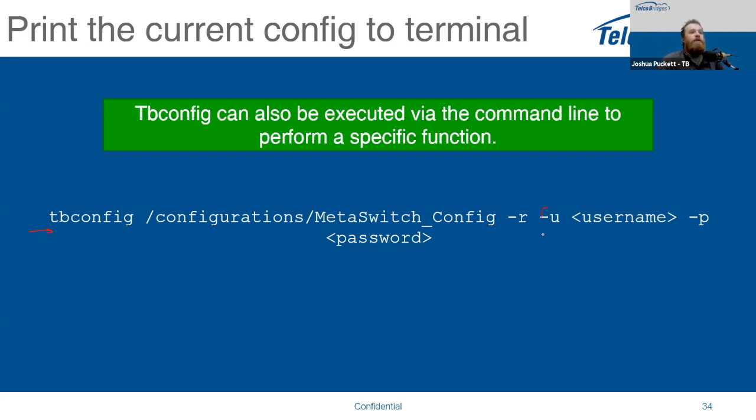This -U and -P I've already explained. And this -R means recursive. So when I grab this Metaswitch config, don't just give me the information about the config, give me everything inside the config, which is useful for the command that I'm trying to do.